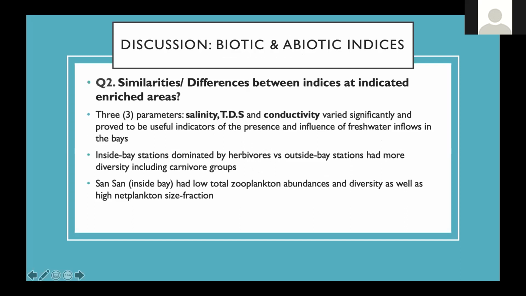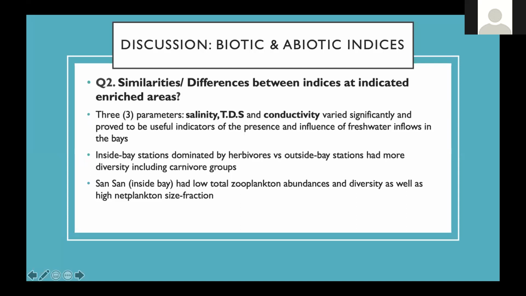With regard to the similarities or differences between the indices, the 3 parameters that indicated significant differences were useful indicators of the presence and influence of riverine inputs in the bays. Even the fact that most of the physical chemical parameters were not significantly different also attested to the general uniformity or homogeneity of the East Portland area. Another similarity was that the inside bay stations were dominated by herbivores, as I mentioned before, while the outside bay stations had more diversity and more carnivore groups.